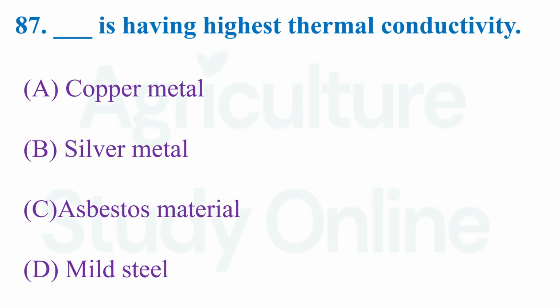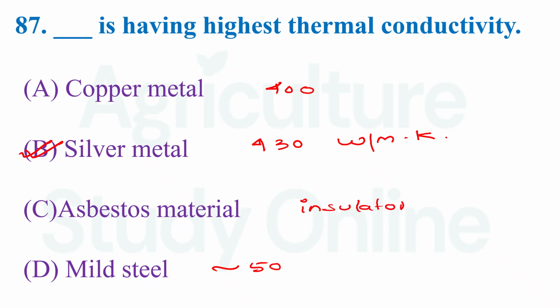Question 87. Dash is having the highest thermal conductivity. So among the given materials, silver is having the highest thermal conductivity, that is 430 watt per meter Kelvin. Copper, it is 400. Mild steel is around 50. And asbestos, so it's an insulator. So the best conductor of heat among the following materials is silver.